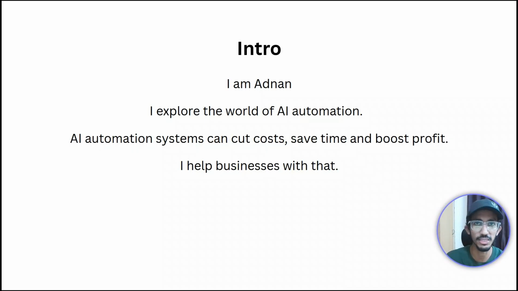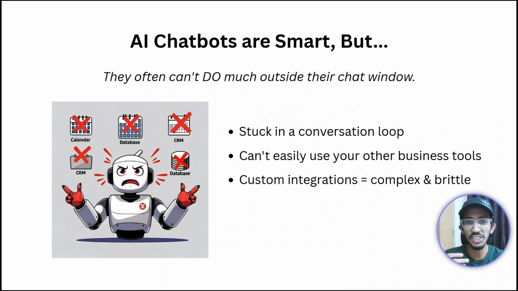Understanding concepts like MCP is key to unlocking that next level of AI capability. Okay, so we all know AI chatbots are getting incredibly smart. They can write, they can summarize, brainstorm, but let's be honest, they often don't do much outside their chat window. They get stuck in a conversation loop. They can't easily use your other critical business tools, your calendar, your CRM, your database, and trying to connect them historically meant custom integrations for every single tool, which are complex, expensive to build, and super brittle. They break easily if anything changes.